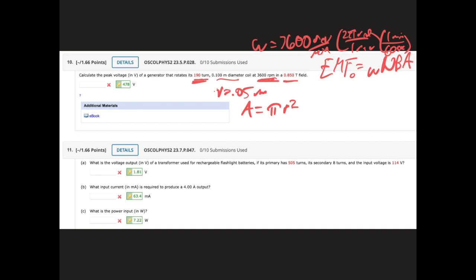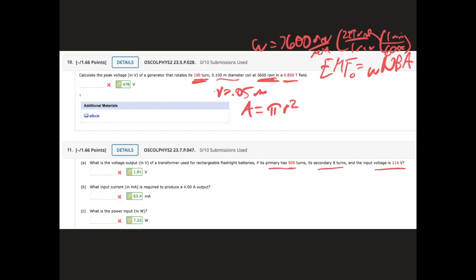Number 11 is a transformer problem. We have a transformer used for rechargeable flashlight batteries. It is a 500 turn primary side. Primary is the input side. The secondary side is 8 turns, and the input or primary voltage is 114 volts. It says what is the output voltage? That would be the secondary voltage.